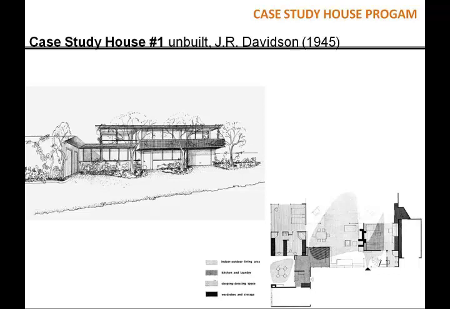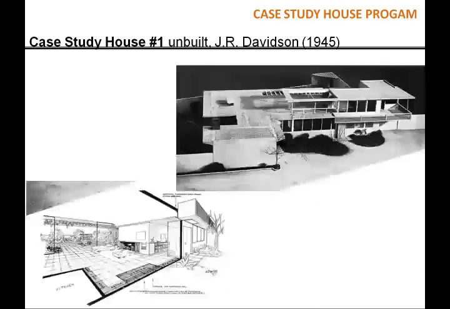So this is Case Study Number 1, unbuilt, designed by J.R. Davidson for a family of 3. It is a unique 2-bedroom floor plan with additional quarters built on for guests. Davidson's idea was to build a home that would be convenient for the new phenomenon in mid-century America, a family with 2 working parents. Here you can see other images and the model. So each of these projects was developed through a series of drawings and also models for selection.